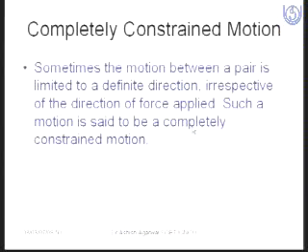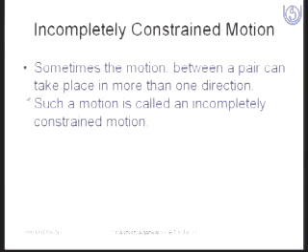In the completely constrained motion, if you see the slide, sometimes the motion between a pair is limited to a definite direction, irrespective of the direction of the force applied. Such motion is said to be completely constrained motion. Here we would like to define that in a completely constrained motion, the force is applied in one direction, but the parts move according to their mechanism. So that type of motion is called the completely constrained motion.